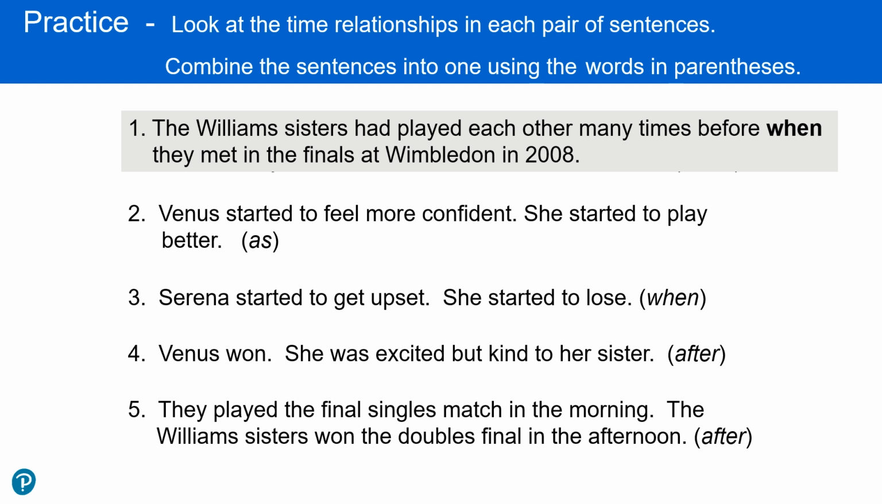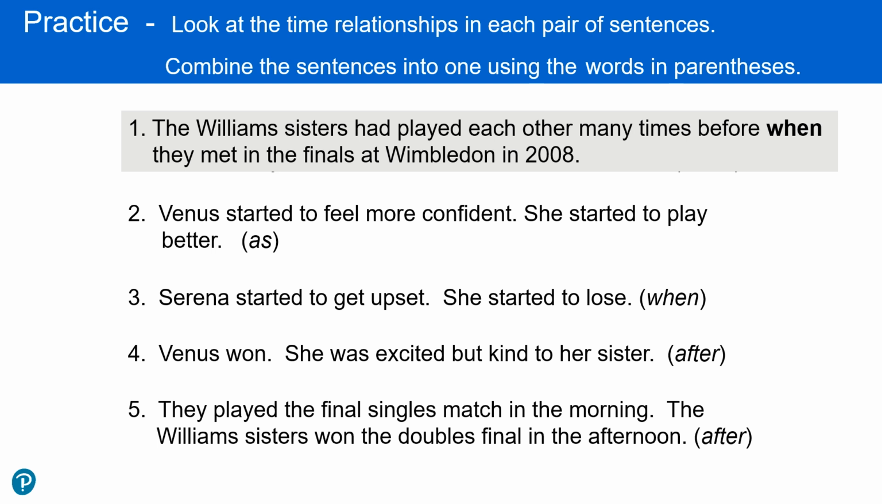So we want to use the tense that's in these sentences. So they met in the finals at Wimbledon. That's a specific time in the past, and had played each other is a time before that time in the past. So we use when to go with the simple past sentence.